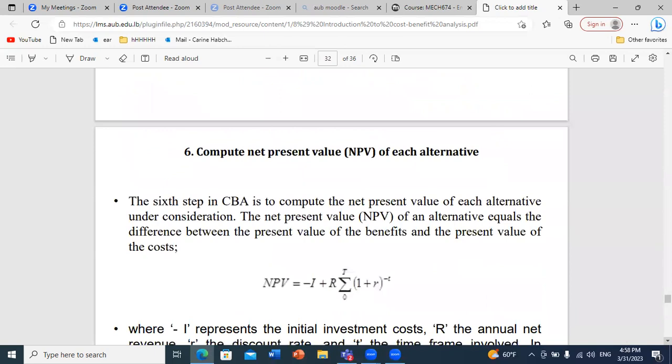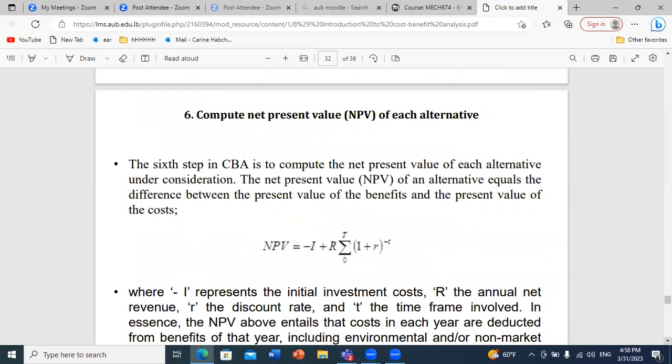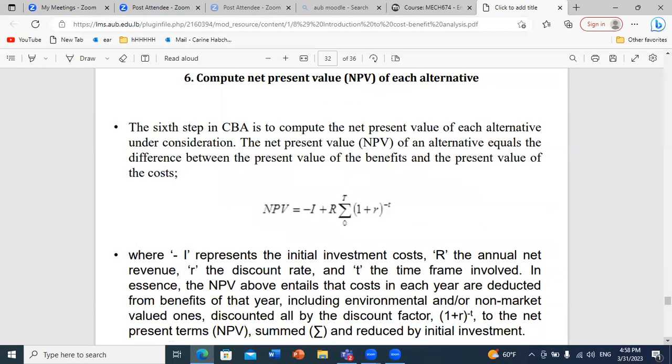So after doing all of this, the remaining parts are very similar to the procedure in the case of financial analysis. So in the sixth step, we should compute the net present value of each alternative. So the sixth step in CBA will be to compute the net present value of each alternative under consideration. The net present value of an alternative equals the difference between the present value of the benefits and the present value of the costs. And you are already familiar with this equation.